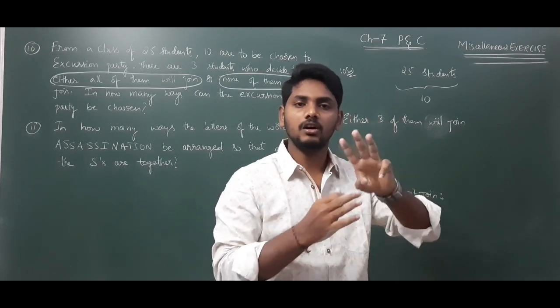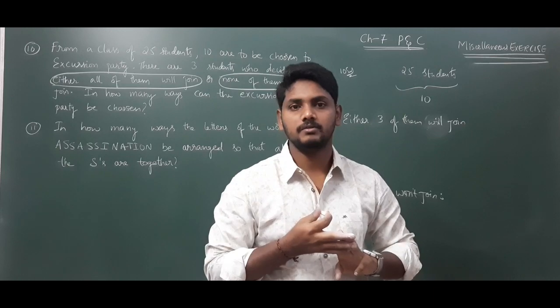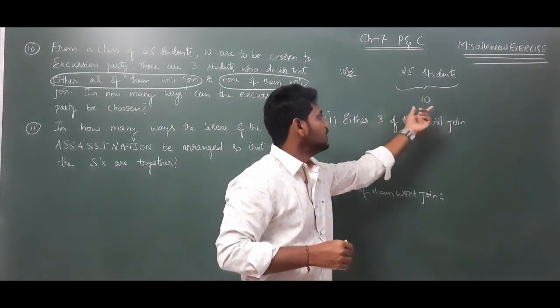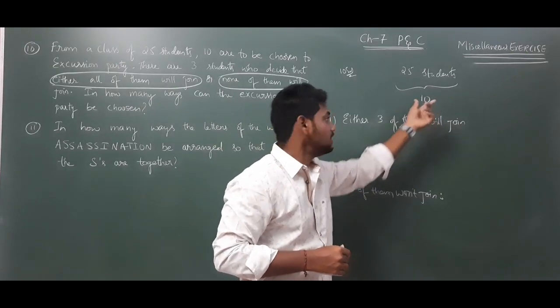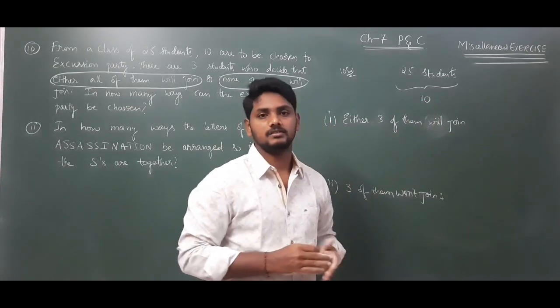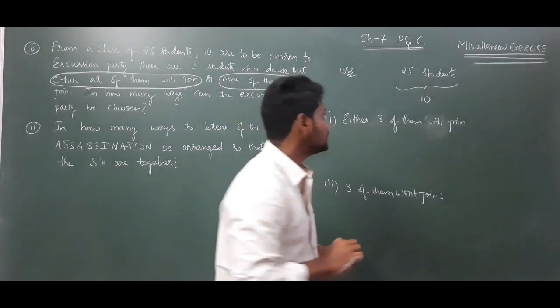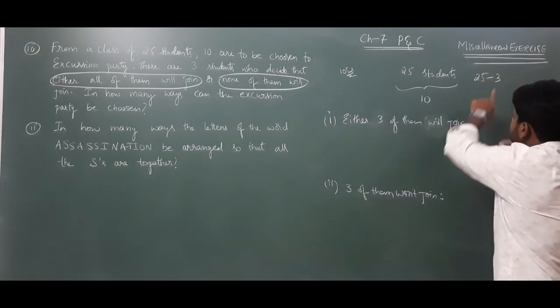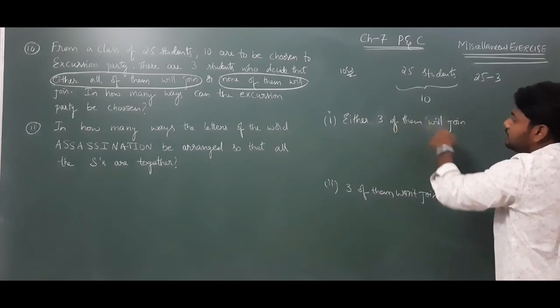So those 3 have already played nationals, for example. That means 3 are compulsory, right? Out of 25, we need to select 10. In that 10, 3 of them will join compulsorily. That means out of 25 students, if 3 are selected already, 3 of them will join.